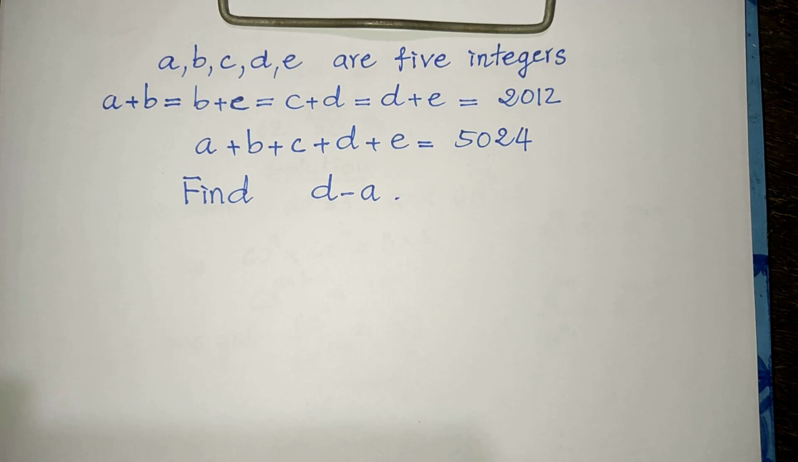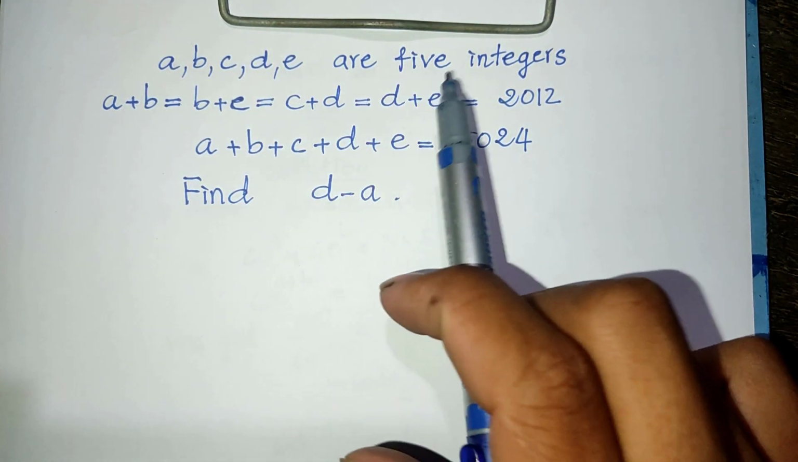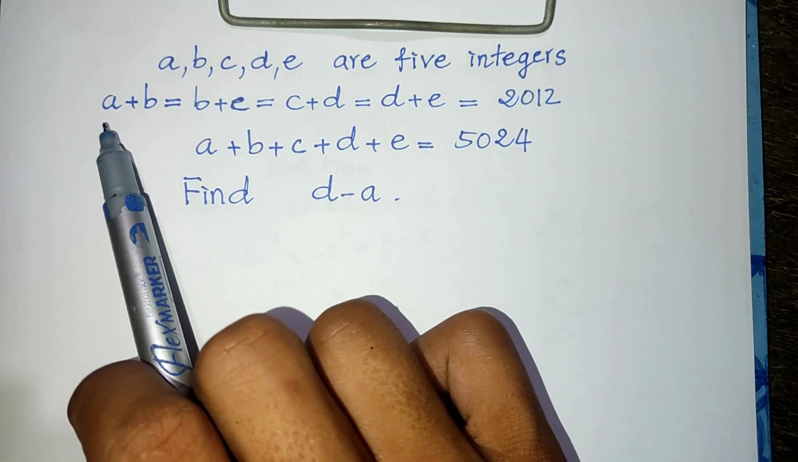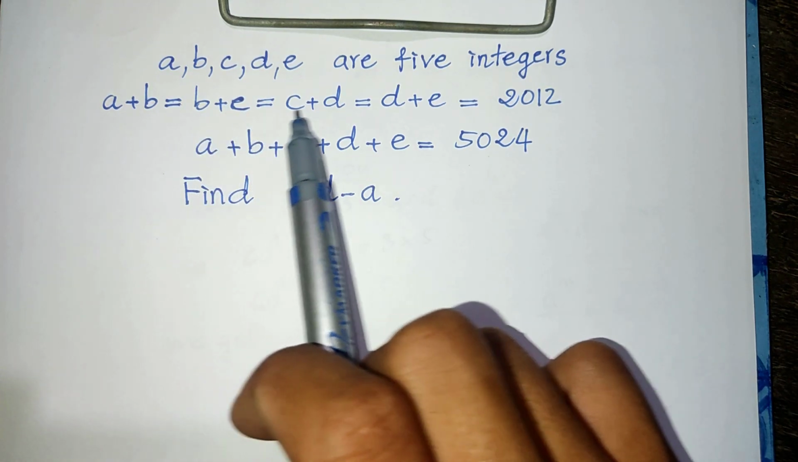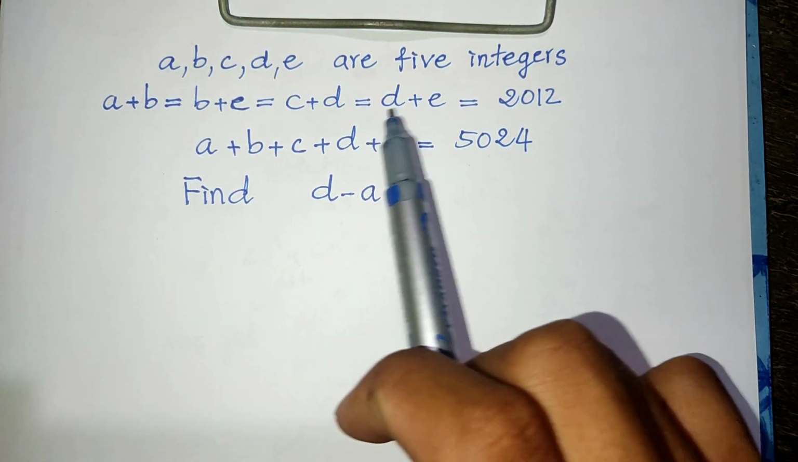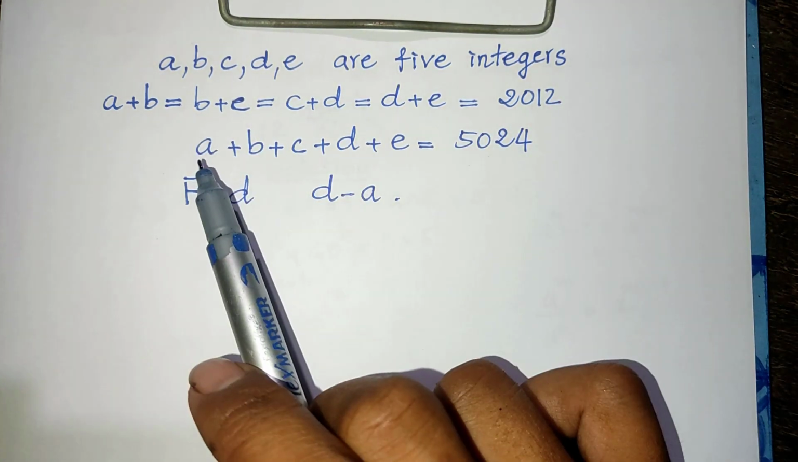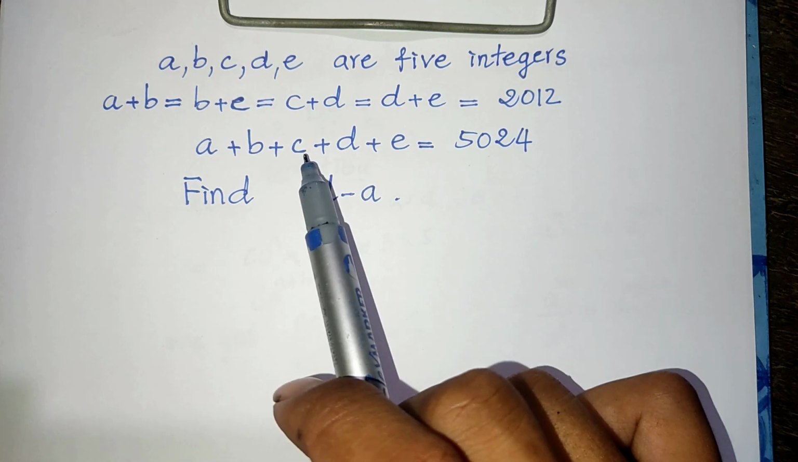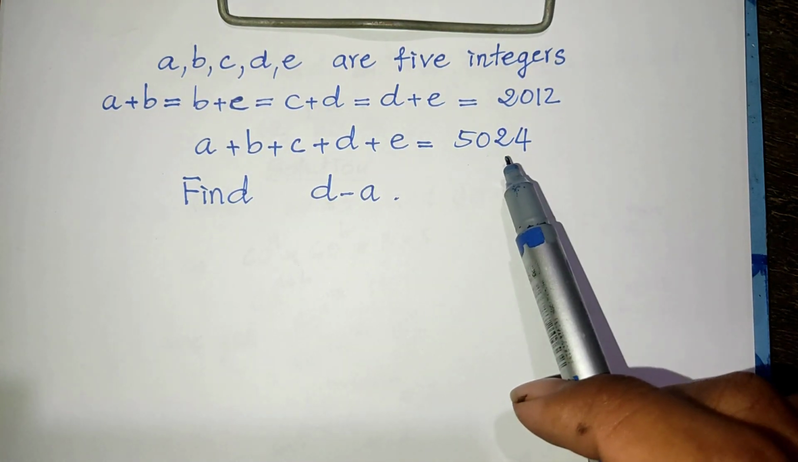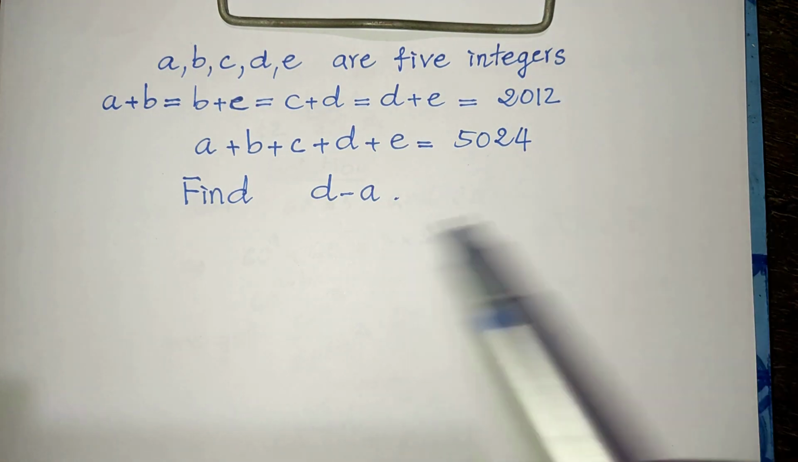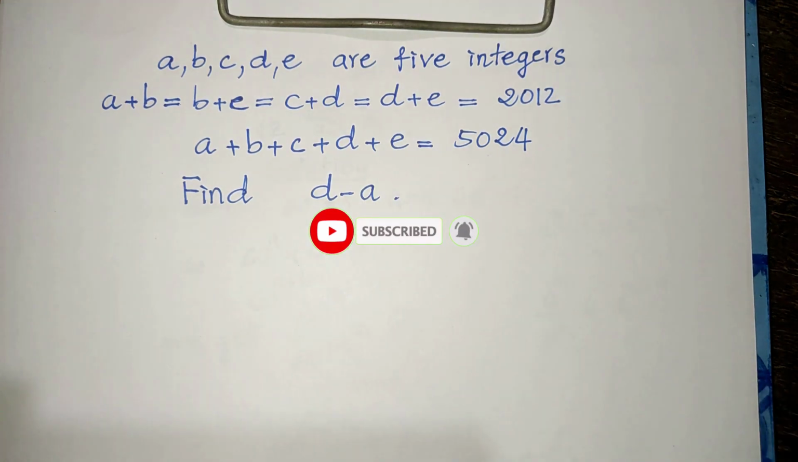Today I have one exercise. A, B, C, D, E are five integers such that A plus B equals B plus C equals C plus D equals D plus E equals 2012, and A plus B plus C plus D plus E equals 5024. Find the value of D minus A.